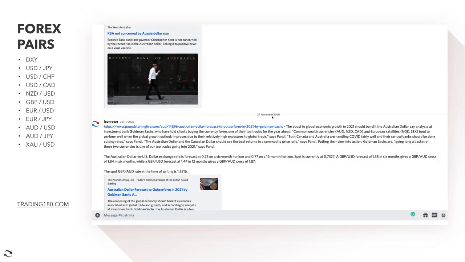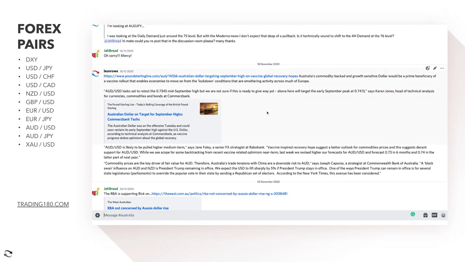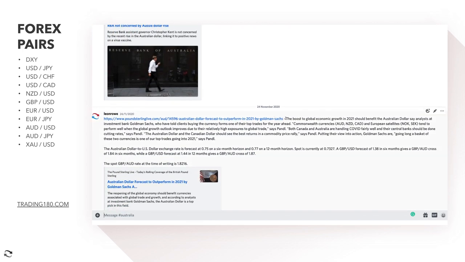And in fact, going back to a post or two from the 24th of November, where we were talking about the Australian dollar, there's an article, one of the many we were looking at, about buying the Australian dollar. It says the boost to global economic growth in 2021 should benefit the Australian dollar. It says analysts at investment bank Goldman Sachs have told clients buying the currency forms one of the top trades for the year ahead. So this was last year, and it's not just one analyst saying this. It was several analysts, and we did our research and understood why as well.